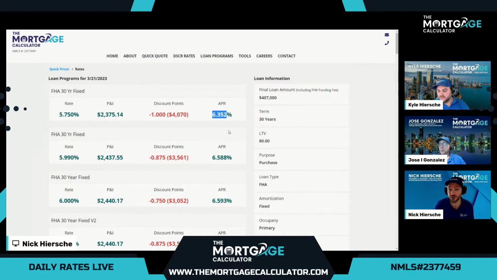So great news. Typically FHA has been higher in the past, but FHA is a great option now to compare side by side for our borrowers. So please don't discount FHA, especially with those recent updates to the mortgage insurance.